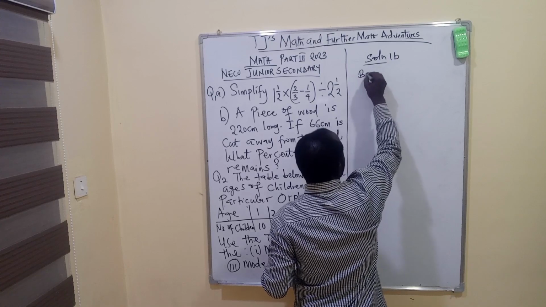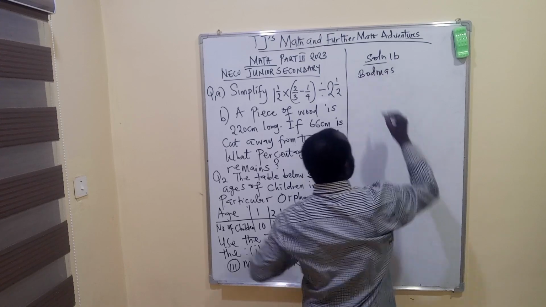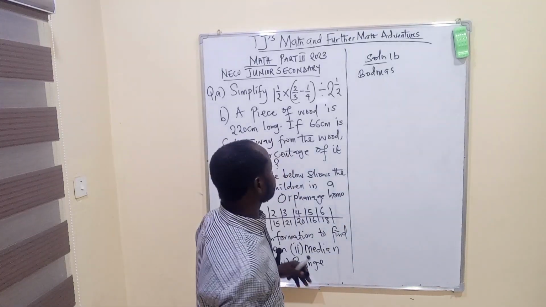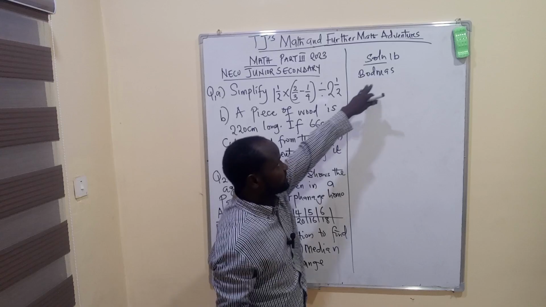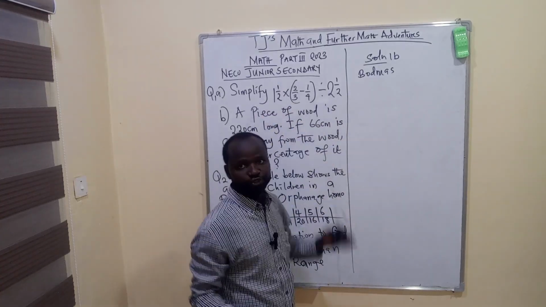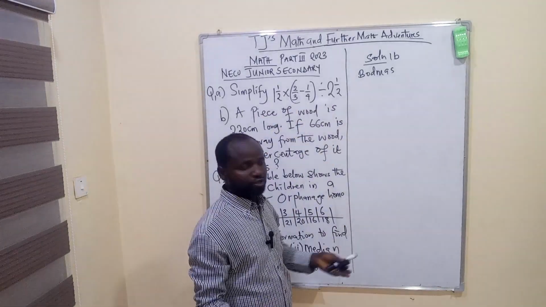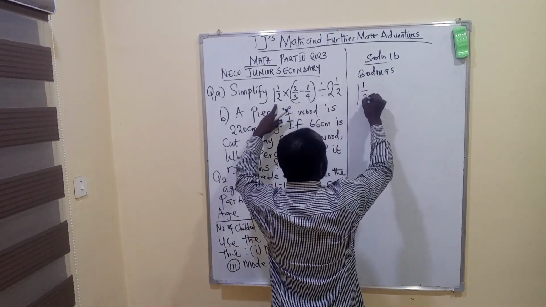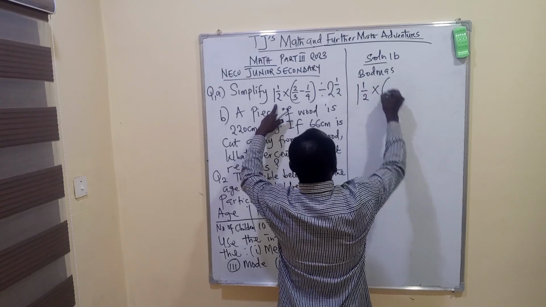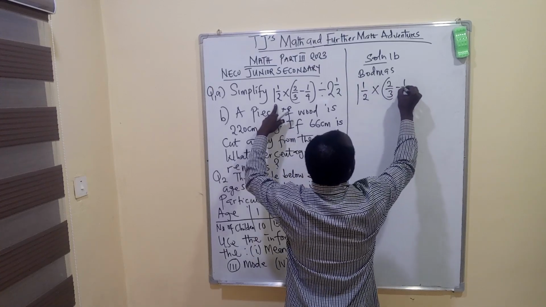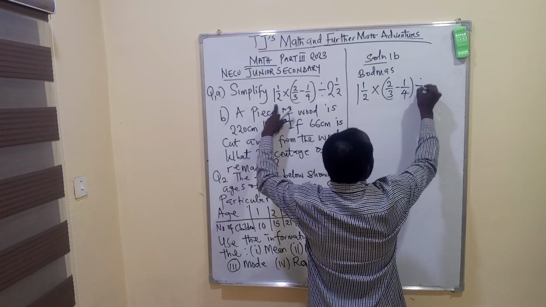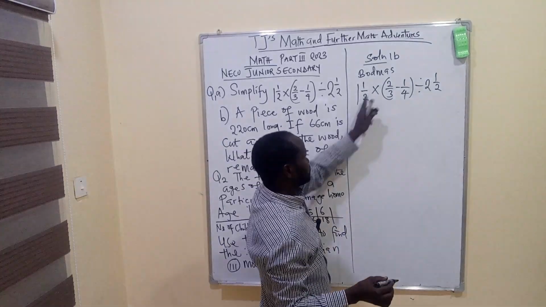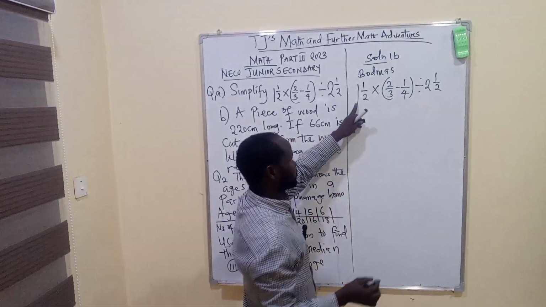So let's write down our BODMAS, because we need to use BODMAS: bracket, of, division, multiplication, addition, and subtraction, in that order. But before we apply BODMAS, let's change these mixed fractions to improper fractions. Let's write down the question first: 1 whole number, a half, times bracket open 2 over 3 minus 1 quarter, divided by 2 and a half. So this is the question.